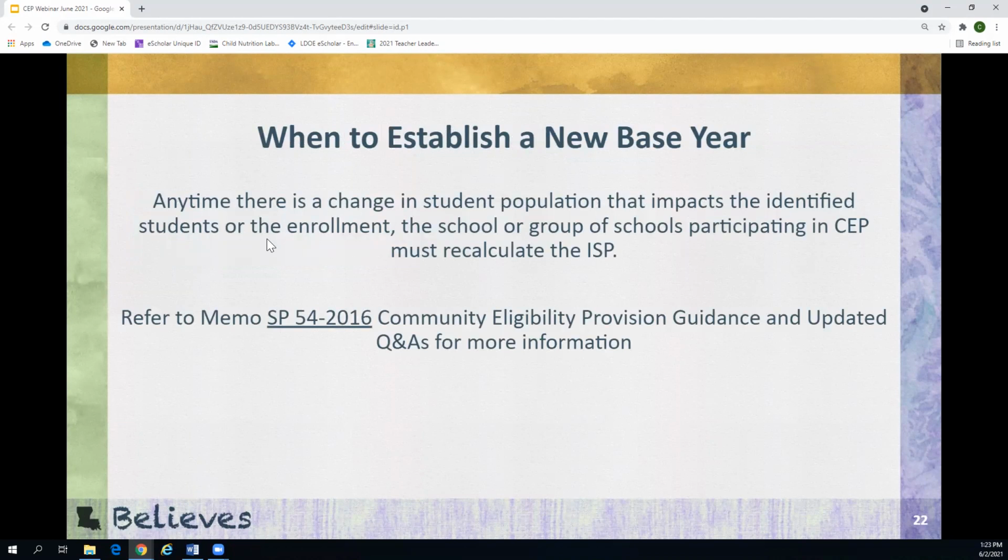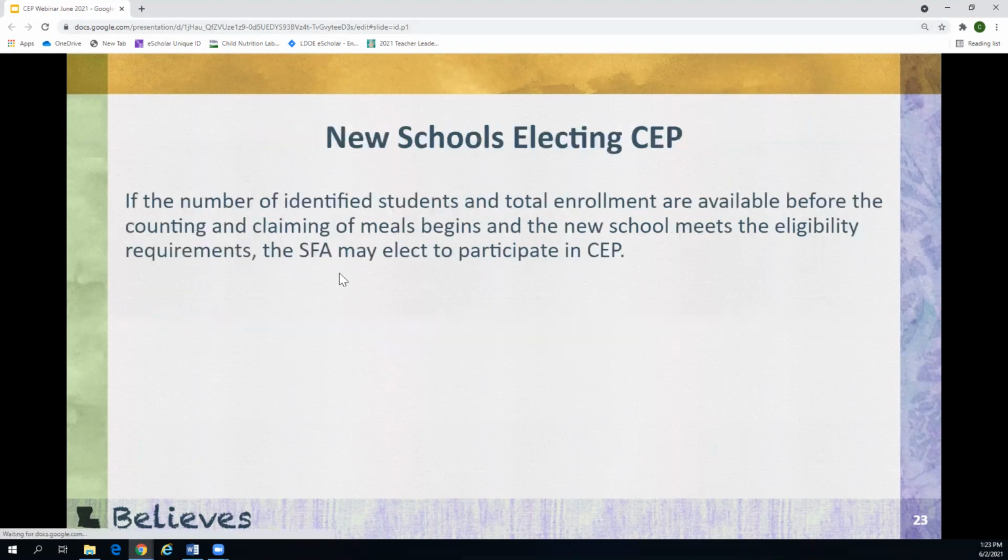So the question comes, when do you establish a new base year? So anytime there's a change in student population that impacts the identified students or the enrollment, the school or group of schools must recalculate that identified student percentage. And this is explained in an older CEP memo, SP 54-2016, that explains that requirement.